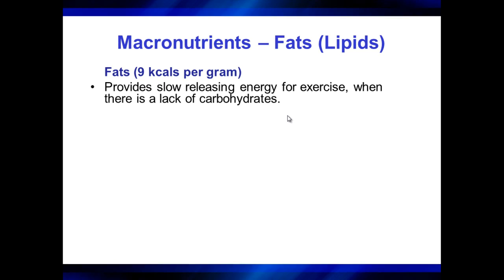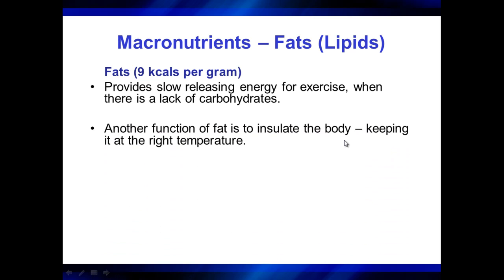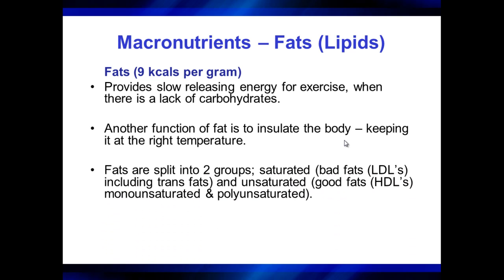Now, not only are fats used to provide energy, but they're also used to provide insulation, as you're probably well aware. And so they can maintain a constant temperature within an organism. You can fit them into two groups, so saturated and unsaturated. A saturated fat is where all of the carbons have been filled up with hydrogens. An unsaturated fat is where there's a double bond between two of the carbons.